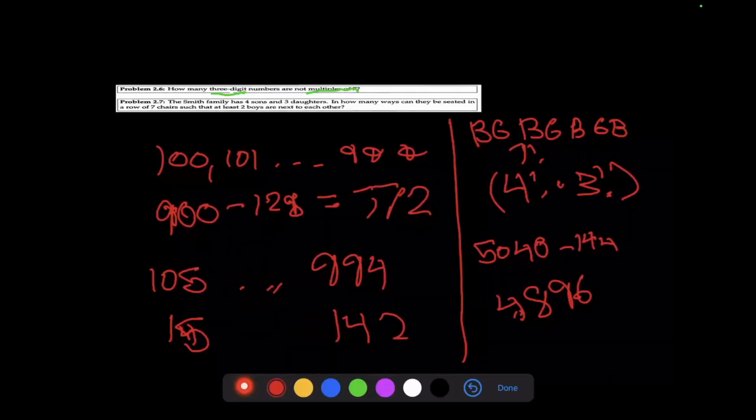In these two problems, you kind of see that a way to tell that complementary counting is going to happen is how many are not, or how many at least.